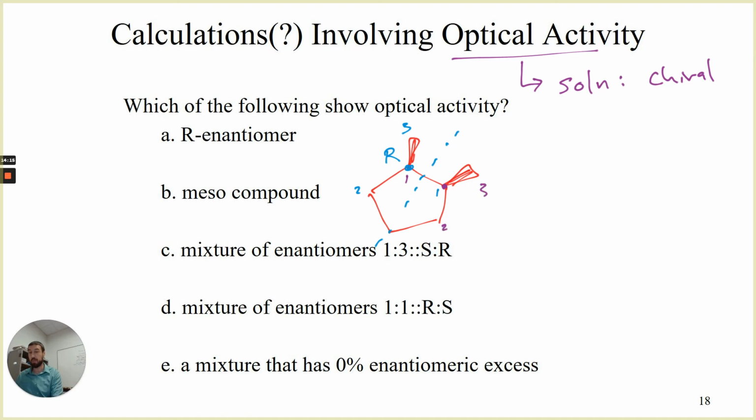1, 2, 3. That's now counterclockwise. That position is S. So light comes in, sees the R, rotates one direction. The light continues to pass through, sees the S, and rotates the equal but opposite direction, canceling the rotation of the light. So an achiral compound, note, the molecule will not show optical activity, okay?